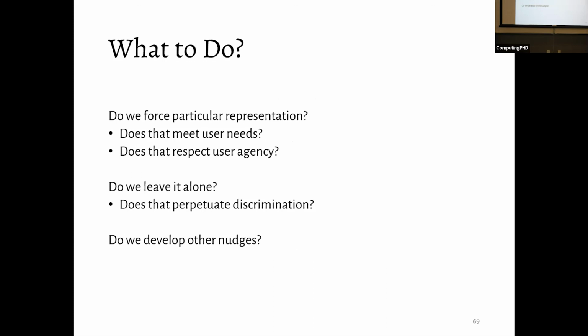Do we force a particular representation? We just say, oh, recommendation lists, they need to be gender parity. Well, is that going to meet user needs, and is that going to respect user agency? Do we do nothing? Is that going to perpetuate discrimination? Do we maybe just develop other nudges? We leave the core recommender alone, but we have books from new authors you may not have thought about.